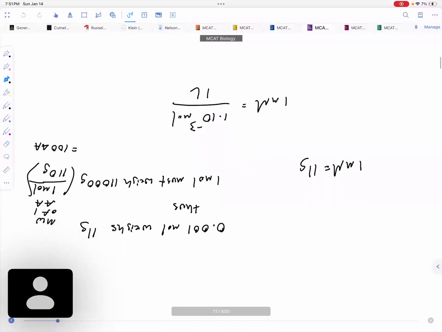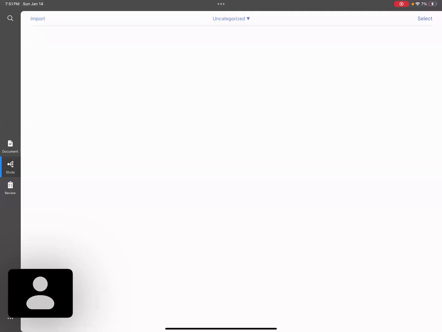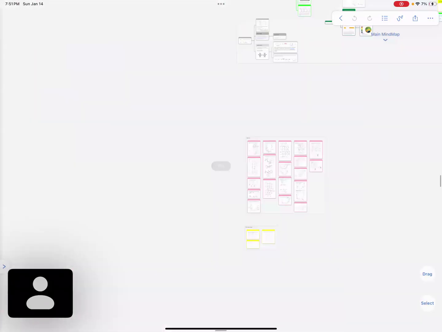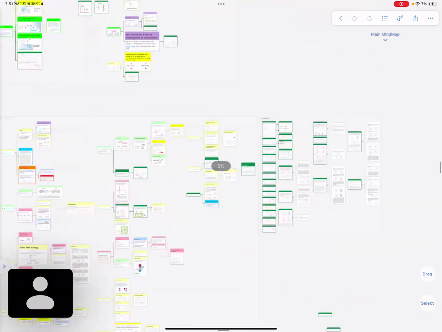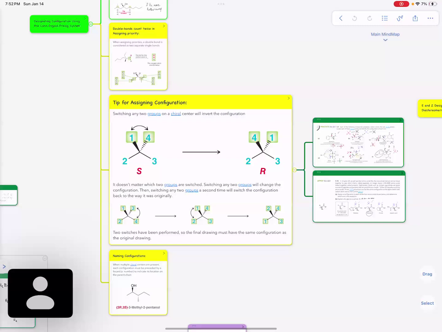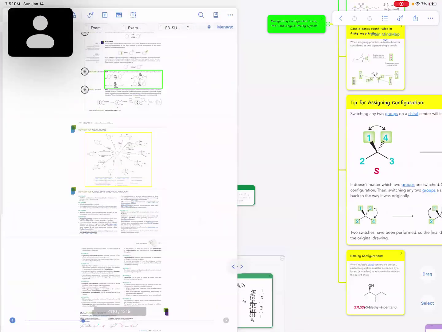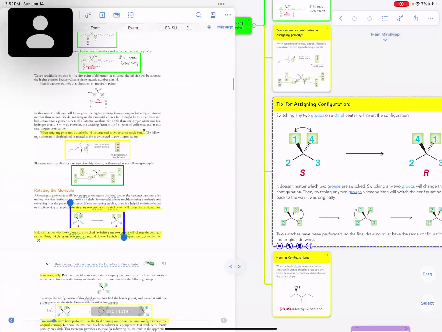And this is all summed up in your textbook. Here we go. Tips for assigning configuration. This is page 190 from chapter 5. Read rotating the molecule. This is the swap method.